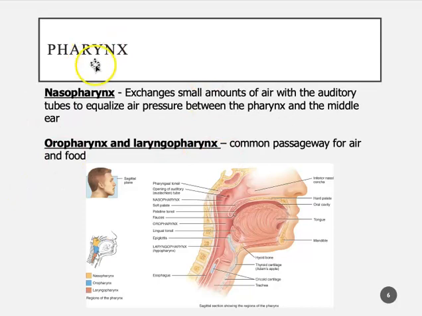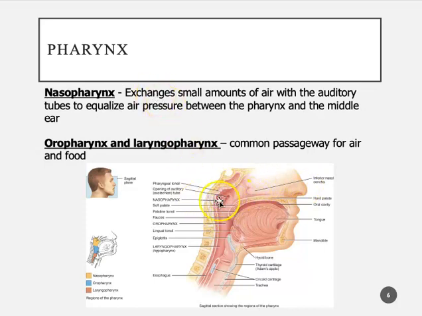The pharynx consists of three subsections. There's a nasopharynx, an oropharynx, and a laryngopharynx. I like this little image down here on the left. It breaks them up into these color-coded regions. So simply the nasopharynx is this part behind the nasal cavity.